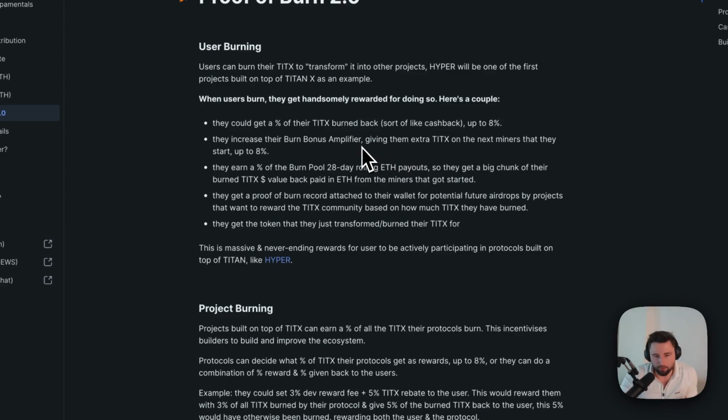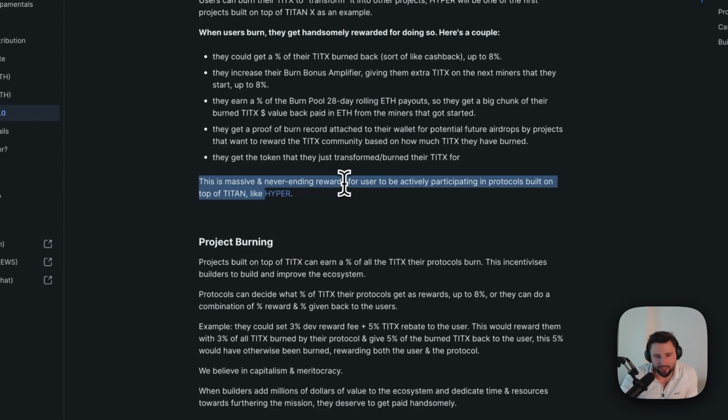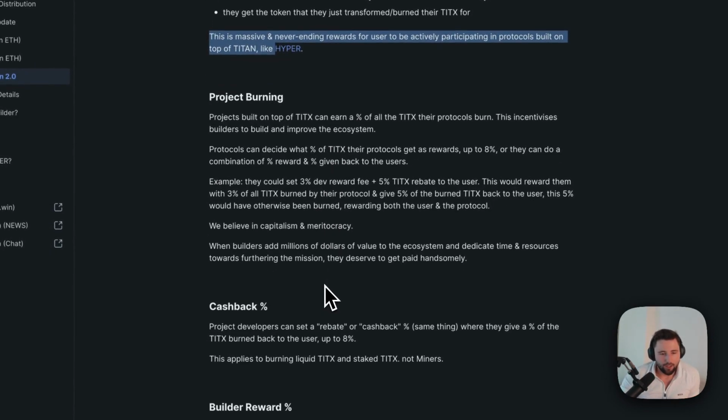They increase that burn bonus amplifier. They earn a percentage of the burn pool 28-day rolling Ethereum payout. And they get a proof of burn record attached to the wallet for future potential airdrops. No promises whatsoever, no expectations, but could be a cool set to airdrop to, right? And they get the token that they just transformed / burned their Titan X for. This is massive and never-ending rewards for users to be actively participating in protocols built on top of Titan, like Hyper.